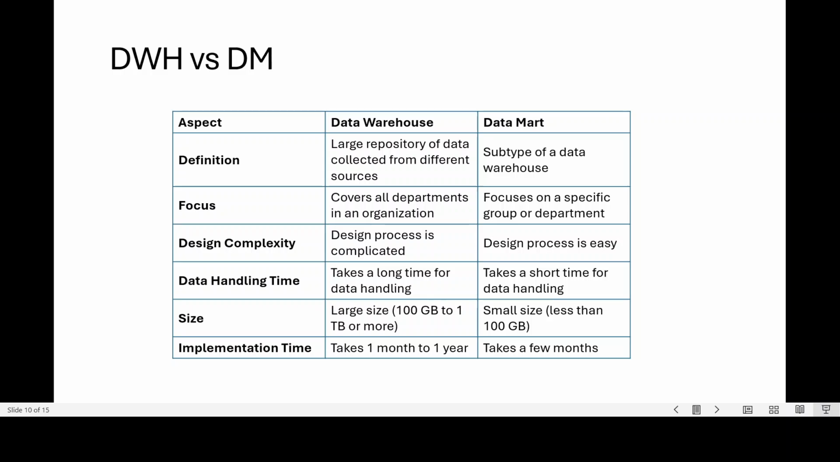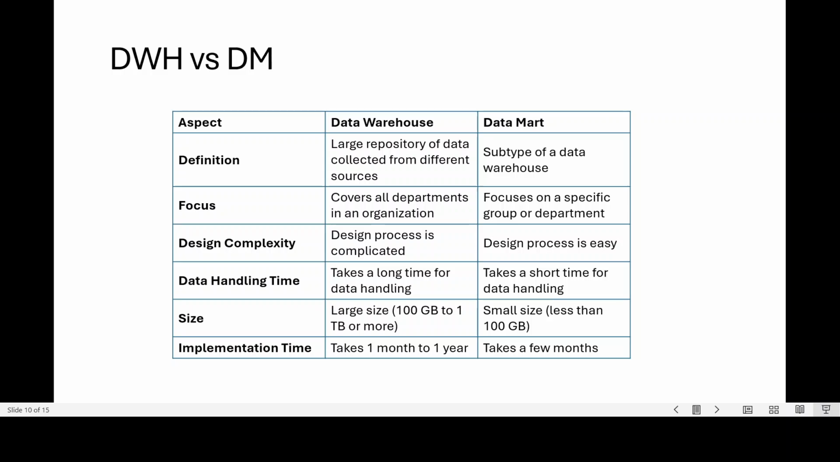So coming back to the definition, a data warehouse means a large repository of data collected from different sources. A data mart is a subtype of a data warehouse. A data warehouse covers all departments in an organization, but a data mart focuses on a specific group or department. Coming to design complexity, in a data warehouse the design process is complicated. Compared to that, in a data mart the design process is easy. Then coming to data handling time, a data warehouse takes a long time for data handling, but a data mart takes a short time for data handling.